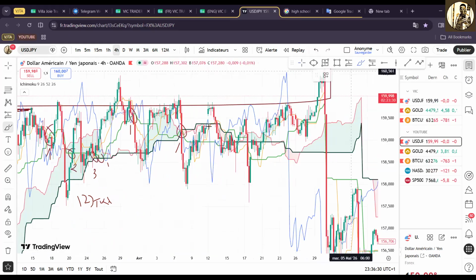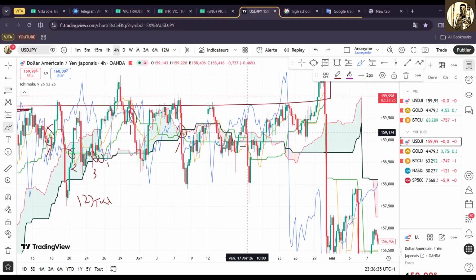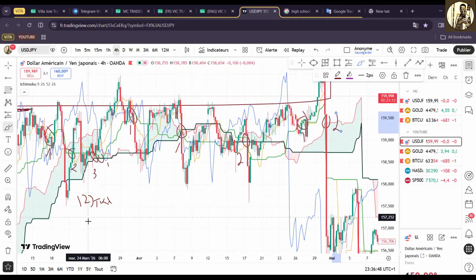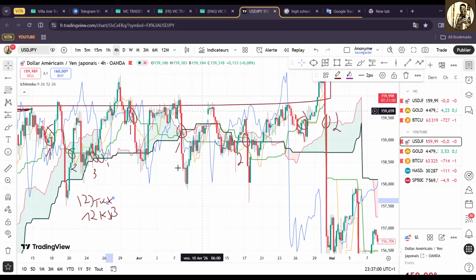And then you have another KSB to the downside at this level. Then the price moves back up to the upside, creating a ticket cost, then a second ticket cost. So literally you have 1, 2 KSB, and 1, 2, 3 ticket cost. And that is for an empty monthly setup.